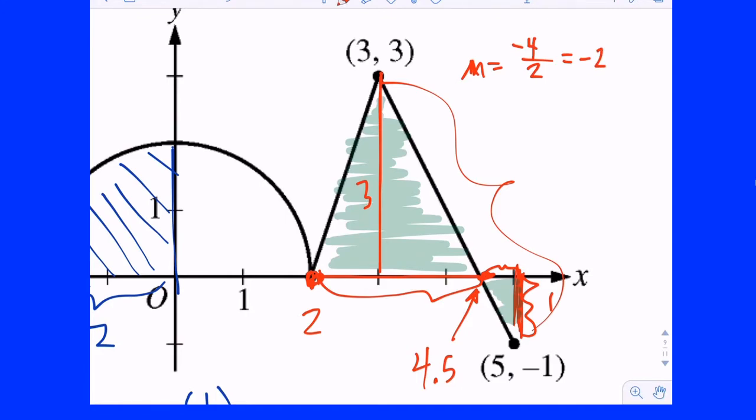And then you could choose your favorite point. I'm going to choose (3, 3). So the equation of that line segment would be, in point-slope form, y equals the y value 3 plus the slope, which is -2 times x minus 3.